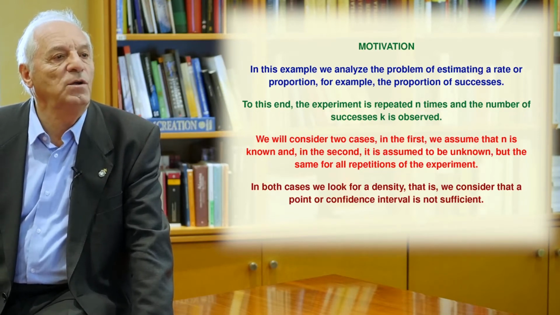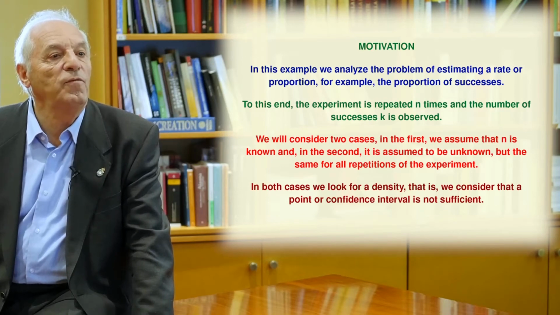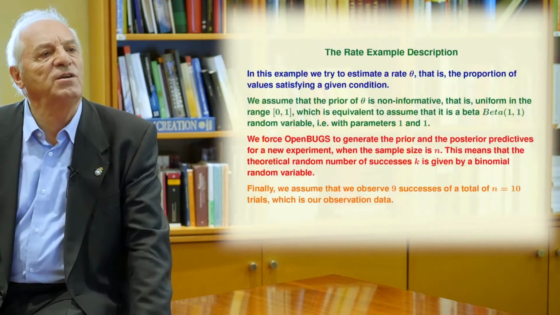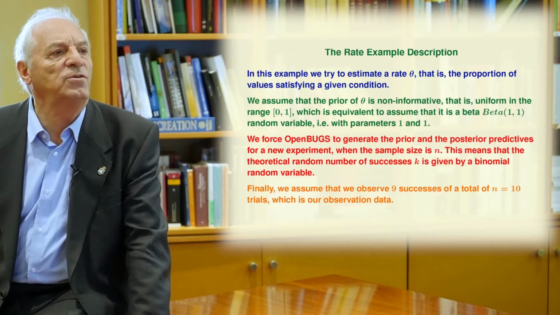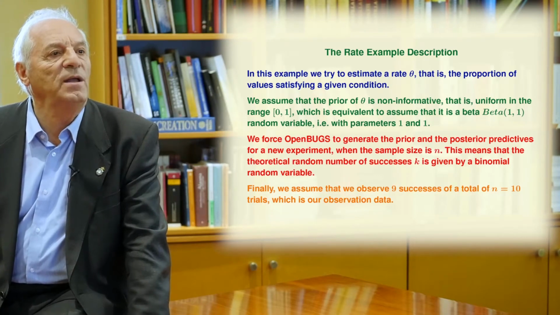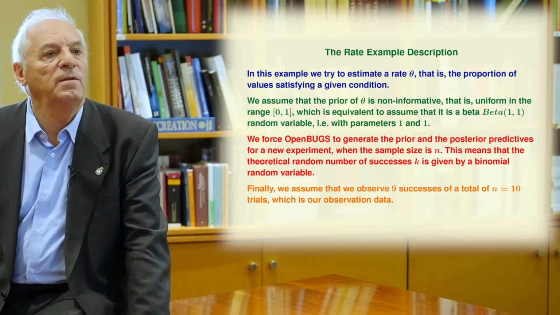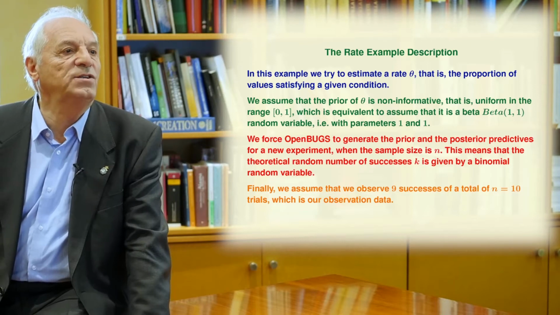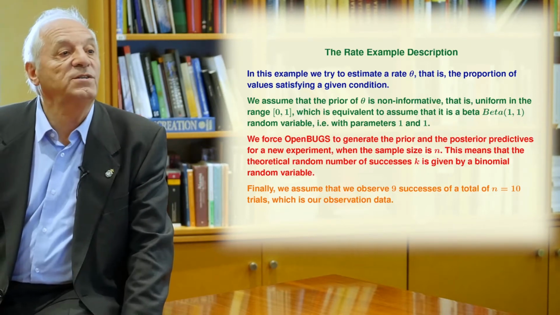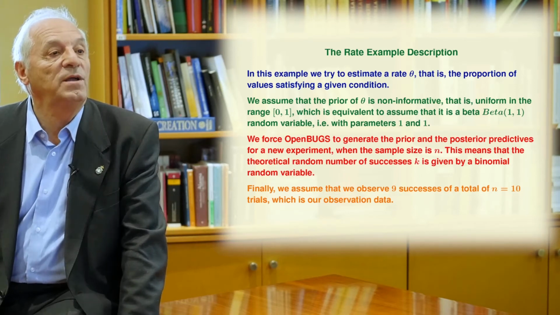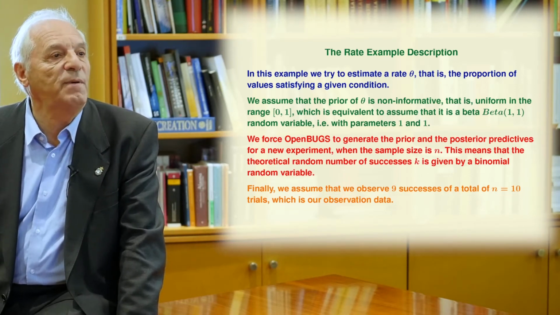In both cases, we look for a density, that is, we consider that some point or confidence interval is not sufficient. In this example, we try to estimate a rate theta, that is the proportion of values satisfying a given condition. We assume that the prior of theta is non-informative, that is uniform in the range 0, 1, which is equivalent to assuming that it is a beta random variable with parameters 1, 1.